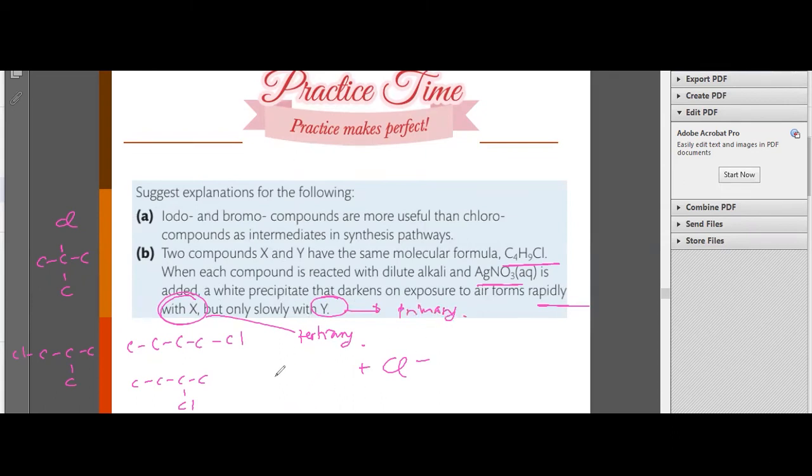Okay, give the explanation. X will be the tertiary halogenoalkane, which is this, because the precipitate formed rapidly. Once again, this is because the tertiary halogenoalkane undergoes the SN1 reaction. So that's why Cl minus will be released rapidly and react with AgNO3 to form AgCl. You know the AgCl can turn darker due to exposure to air. Okay, understand?